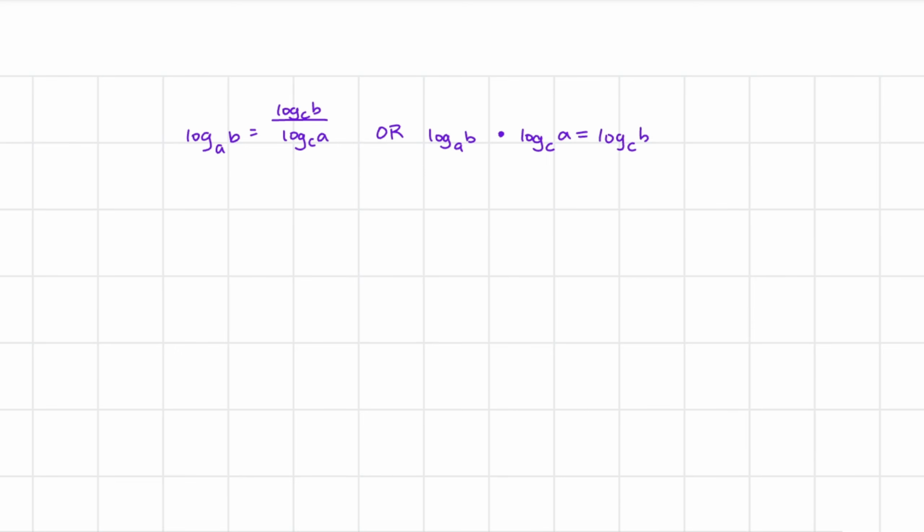And then you have the equality rule. If you have two logs that are equal and the bases are equal, then the variables are also equal. So log base b of a is equal to log base b of c. Therefore, we definitely know a is equal to c.